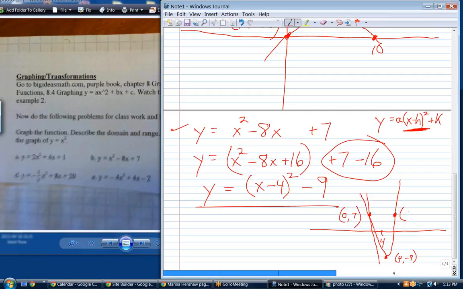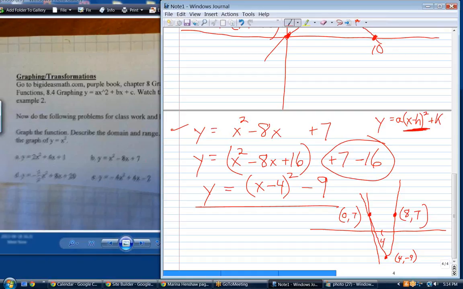It's 8, 7. Okay, good. What's the domain? All real numbers. What's the range? Y is greater than or equal to -9.